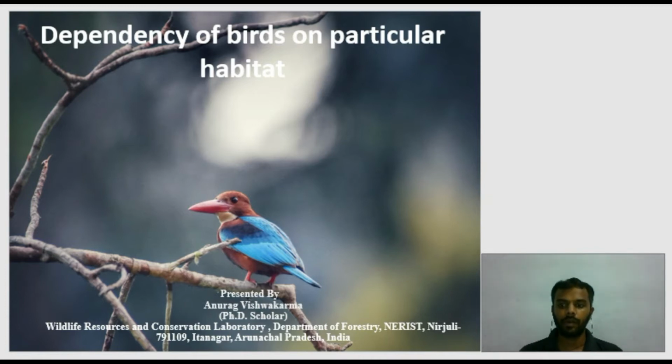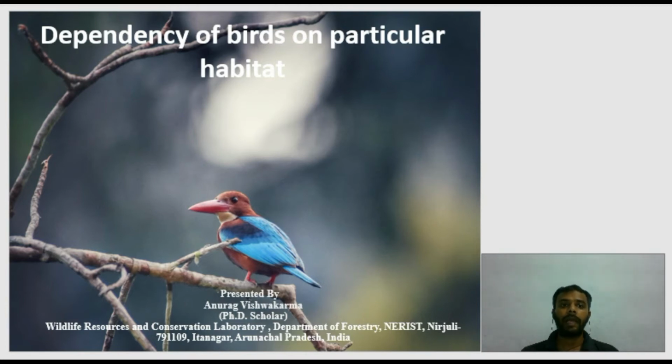I'm a PhD scholar as well as a senior research fellow in the Department of Forestry, Northeastern Regional Institute of Science and Technology, Arunachal Pradesh. I'm basically working on bird population ecology for the last 6 years, and I have worked in different habitats and different parts of the country.